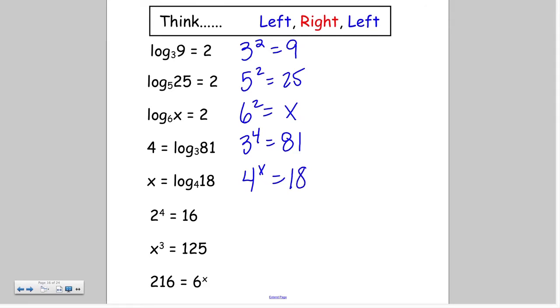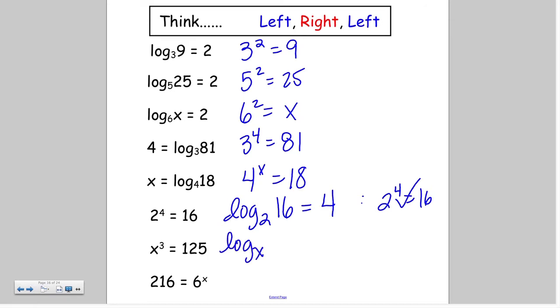Alright, now to undo all that, to rewrite it as a log, we're going to undo the left, right, left. Left, right, left. And to check it, you can do left, right, left. And because they match, I know we've rewritten it in the same way. So log base x of 125 equals 3. Log base 6 of 216 equals x. Alright?